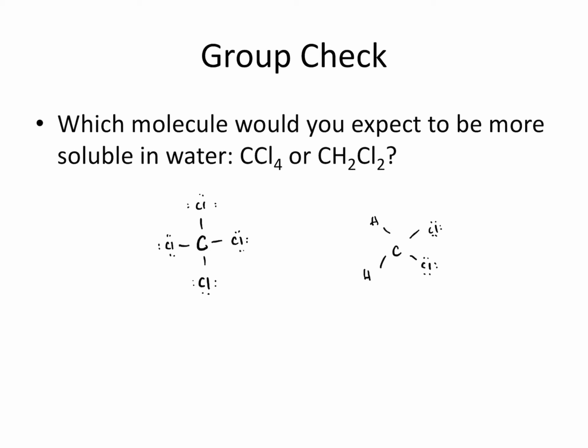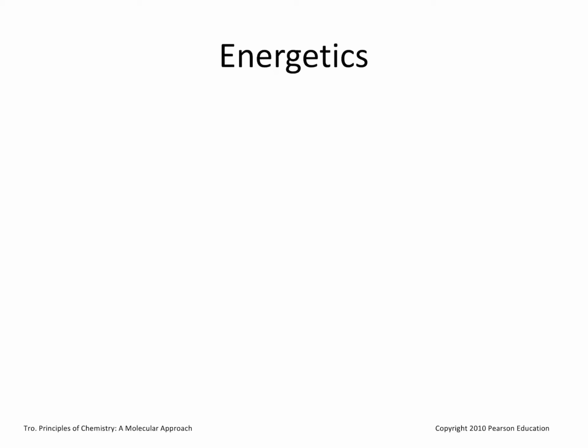Now we know water's polar, has hydrogen bonding. Now, that doesn't mean that the solute has to have hydrogen bonding, but it has to be similar in the types of strong forces. So we know that carbon tetrachloride is nonpolar. However, our CH2Cl2 is polar. So this will be more likely to dissolve in water.